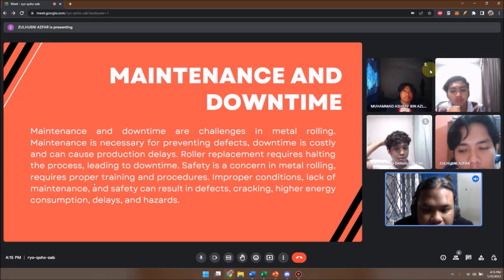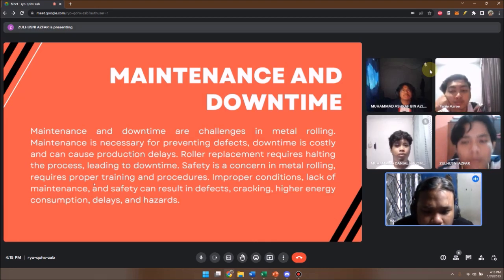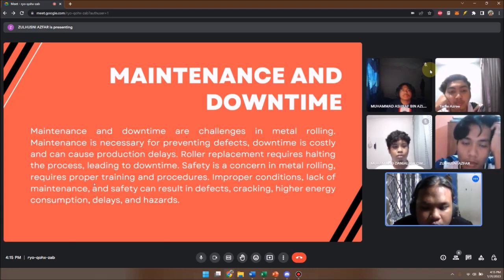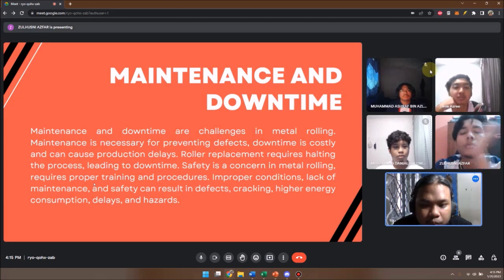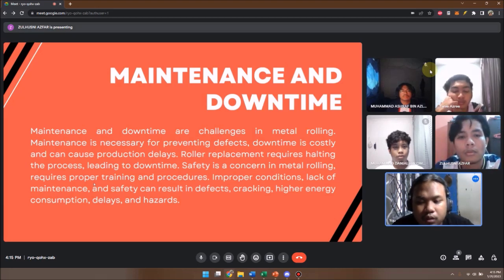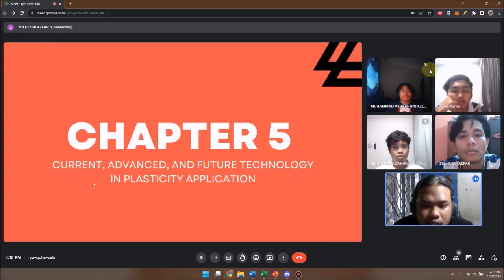Safety is a major concern in the metal rolling process. Metal rolling can be dangerous and requires proper training and safety procedures to be in place. For example, if proper safety procedures are not in place, workers may be at risk of injury from moving equipment or hot metal. Moving on to chapter 5, which explains the current, advanced, and future technology in plasticity application.